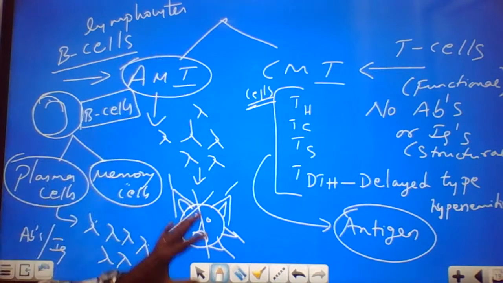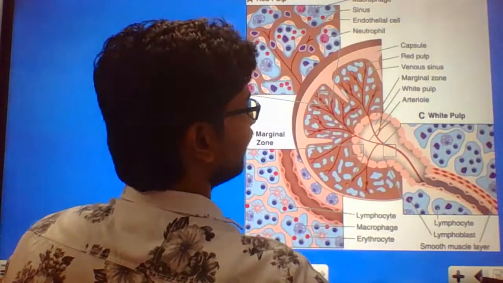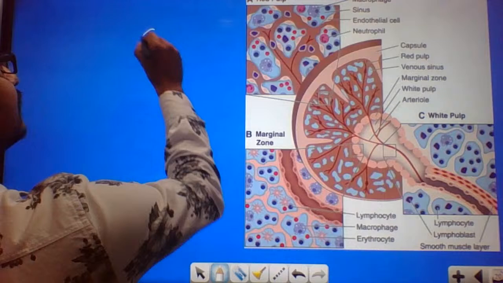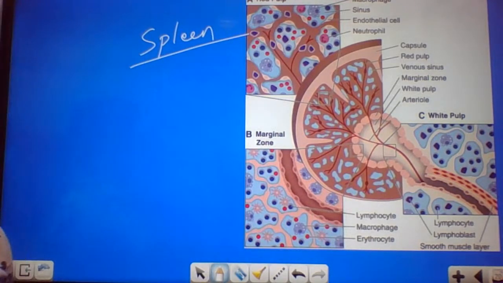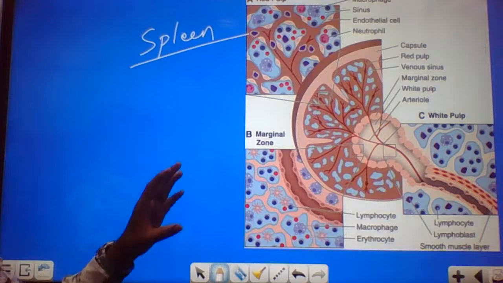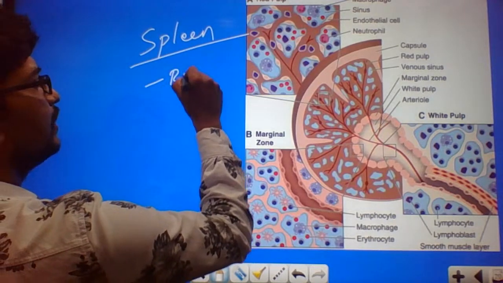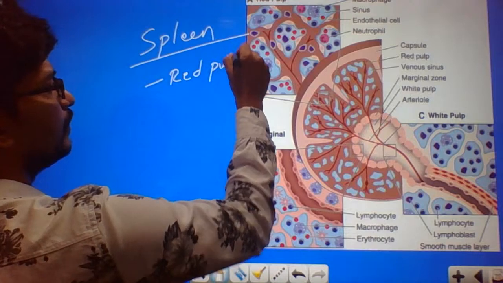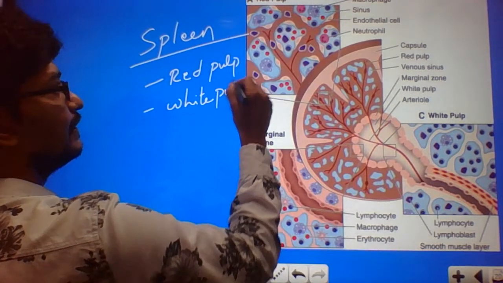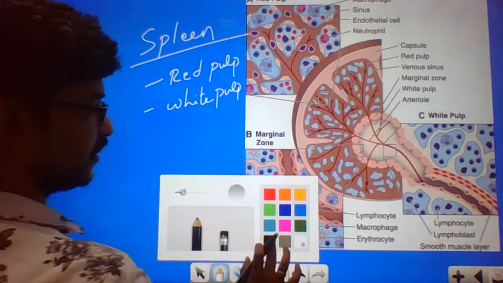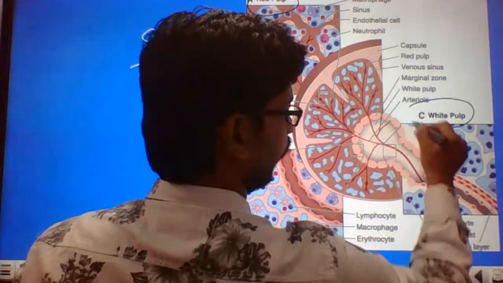So by this we are done with the first part, the lymphoid organs. Now this one is the spleen. The spleen also acts like a secondary lymphoid organ. The main thing to remember is that the spleen consists of two pulps: one is the red pulp, the other is the white pulp. As far as the spleen is concerned, you can see the red pulp and also the white pulp.